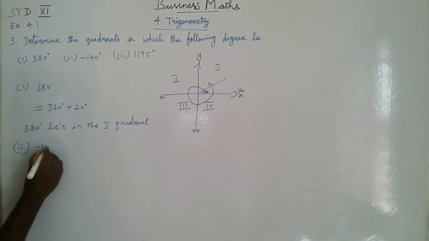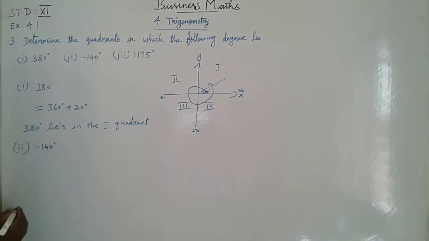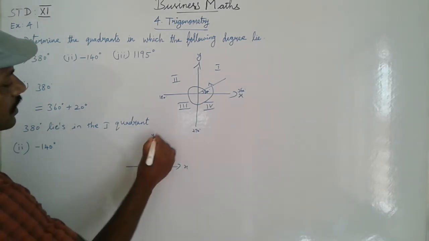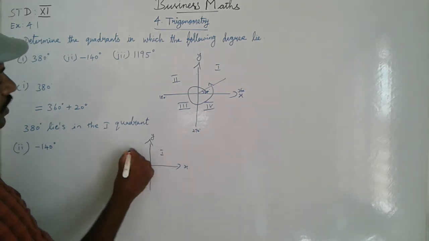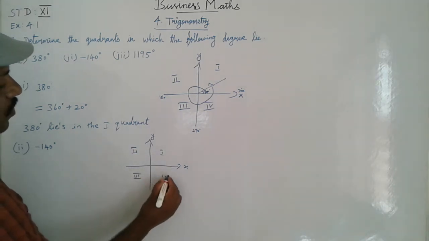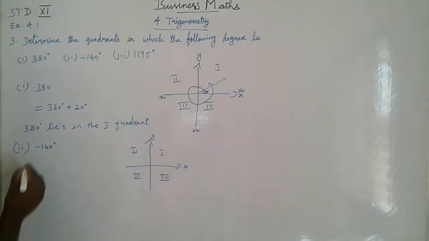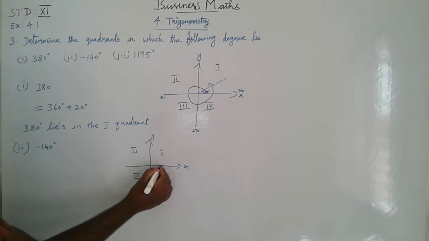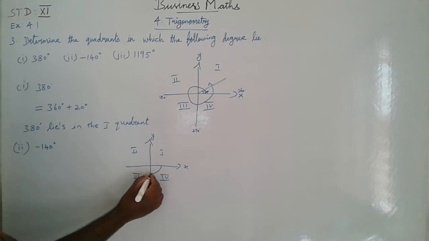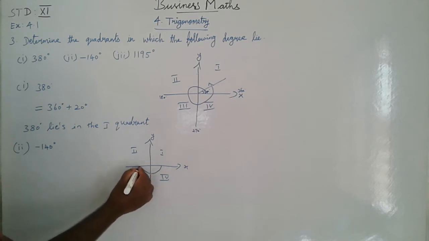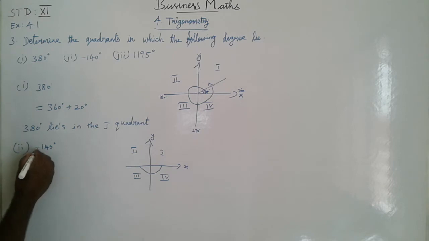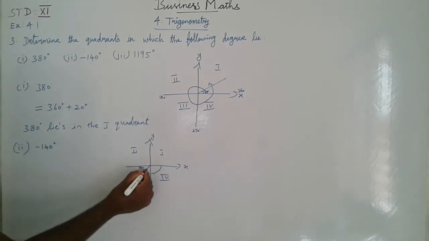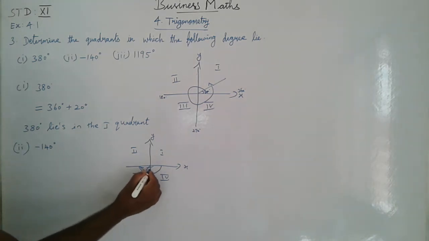Minus 140 degrees. Second is minus 140 degrees. So we should take the x-axis, y-axis, first quadrant, second quadrant, third quadrant, and fourth quadrant. So this is negative, then it's opposite. It's starting from 0, here on the opposite side. First one is 90 degrees, and then 180 degrees. So here negative, then it's like this, 180 degrees here.